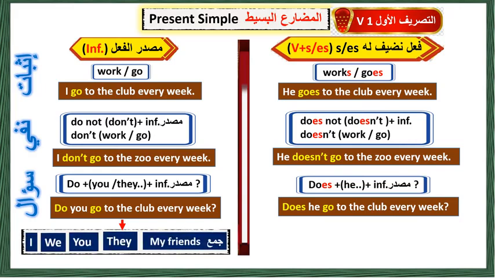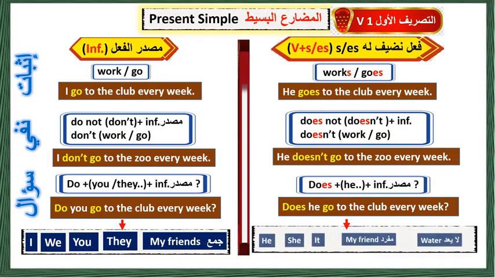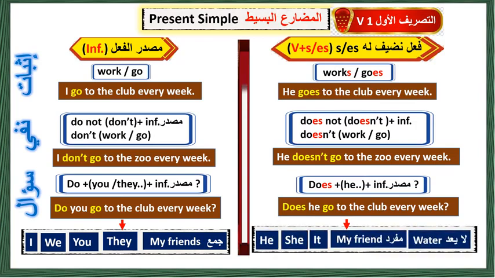We use infinitive after I, we, you, they, and plural nouns like my friends. We use verb plus s after he, she, it, singular nouns like my friend, and uncountable nouns like water.